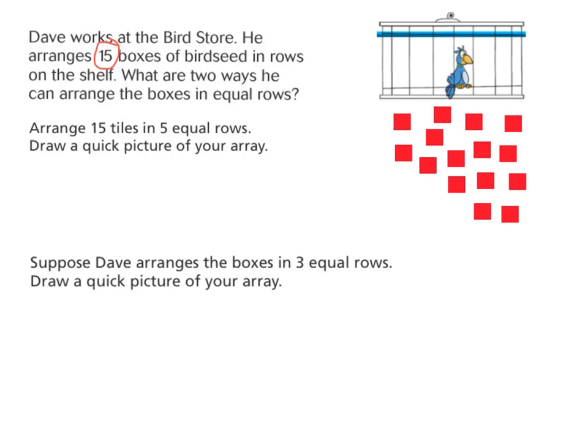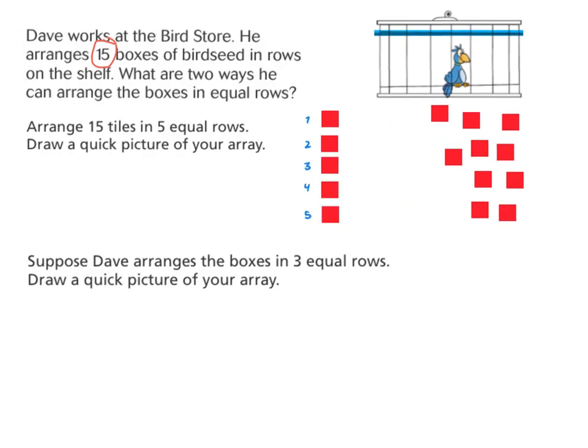Let's arrange the 15 boxes of birdseed in 5 equal rows. To do this, we will use these 15 tiles. So I have pulled over 5 tiles to create my 5 rows. Row 1, row 2, row 3, row 4, and row 5. To help you picture these as rows, let's put lines between the tiles.